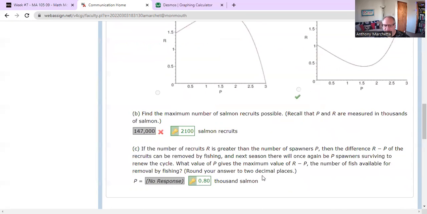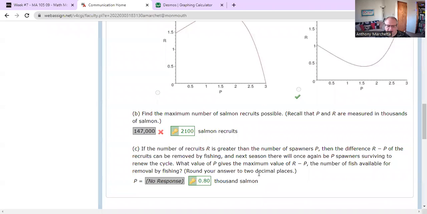What are the variables again? Spawners are P, R is recruits. So then the difference R minus P of the recruits can be removed by fishing. And next season there will once again be P spawners surviving to renew the cycle. What value of P gives the maximum value of R minus P, the number of fish available for removal by fishing?